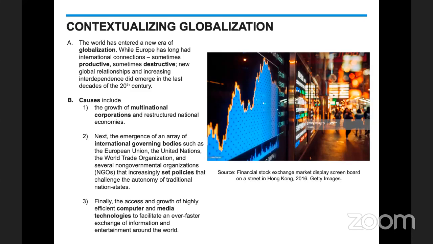And three, finally, the access and the growth of highly efficient computer and media technologies to facilitate an ever faster exchange of information and entertainment around the world. So this slide is just meant to give us a taste and a little bit of contextualization, because tomorrow is where we'll dive deeper into what's causing globalization. We get a little bit of that here, but what are the effects of globalization? Are the effects positive? Are they negative? And how would you structure an argument about that? That will be what we talk about tomorrow.